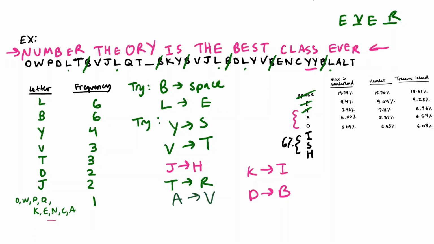So did we have any reoccurring things? J occurs twice. J, as we said, is an H, and it makes sense. D is a B, and it makes sense. T is R, and it makes sense. Everything fits perfectly, and everything else occurs once if you go through the code. So now we see our code is decrypted to "number theory is the best class ever."